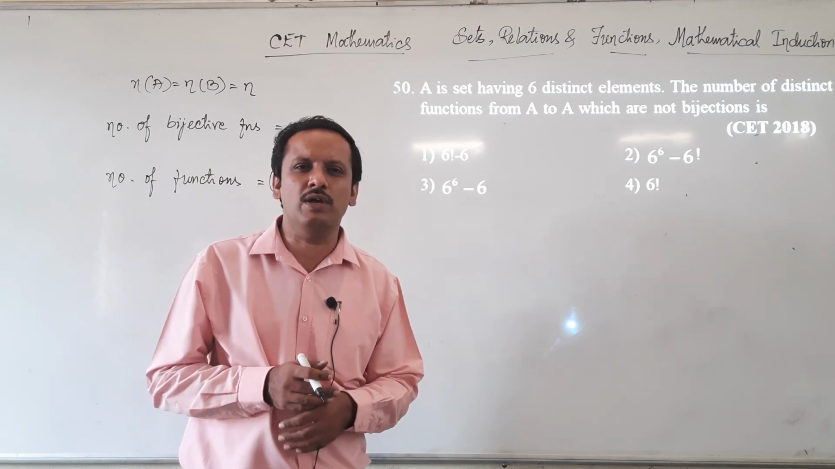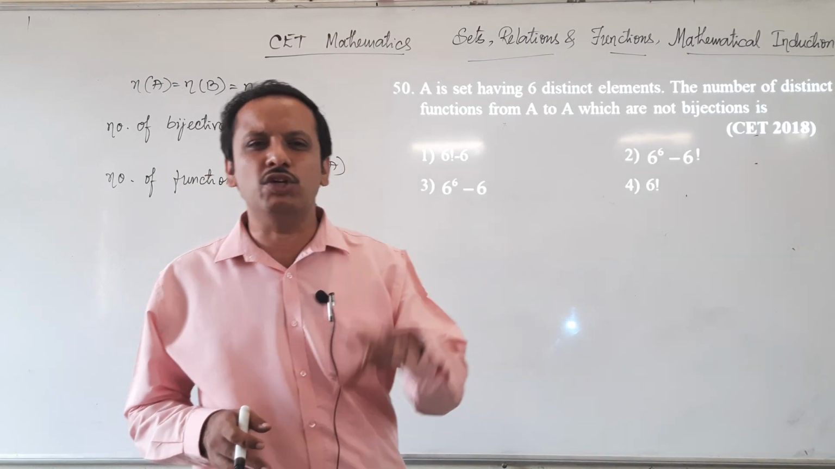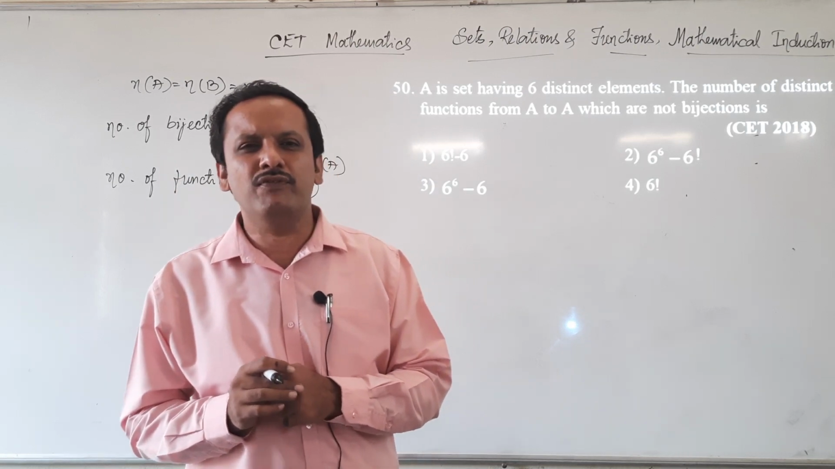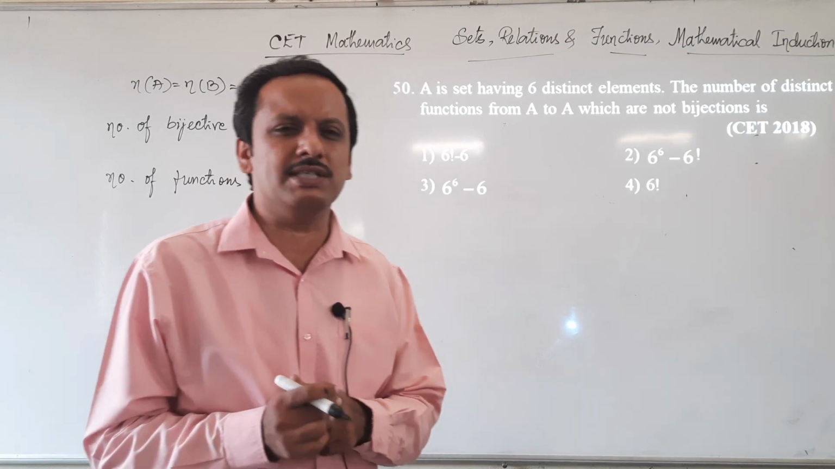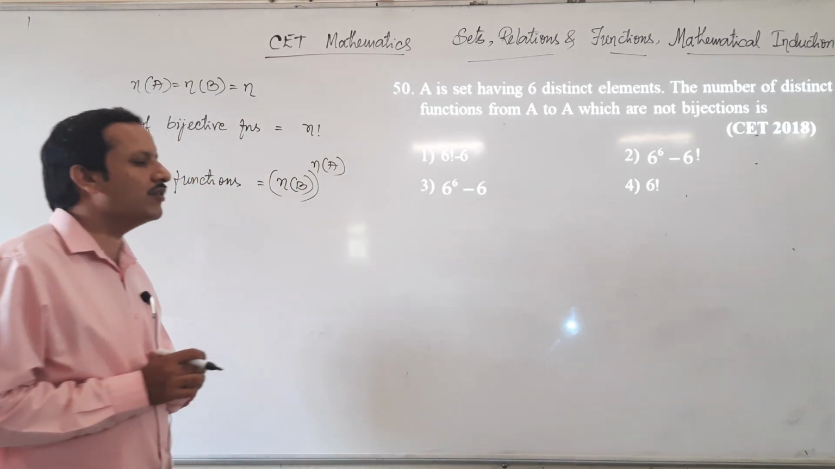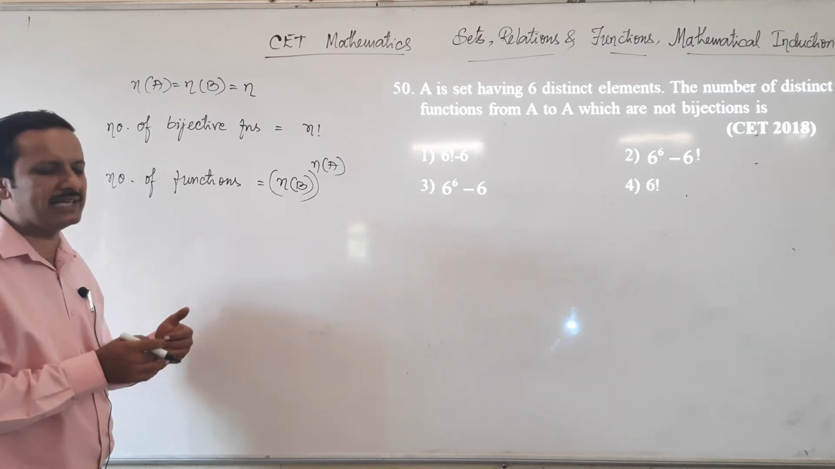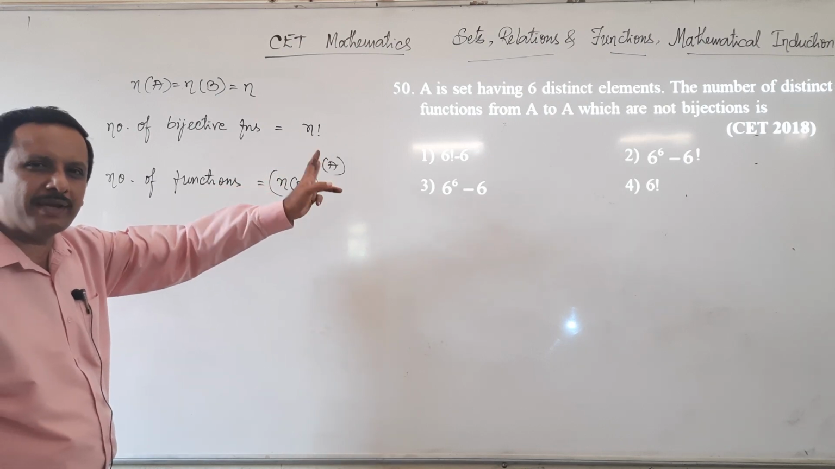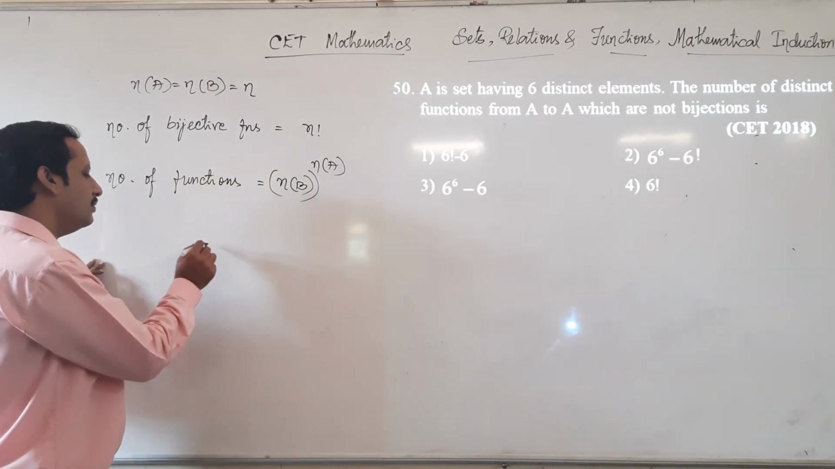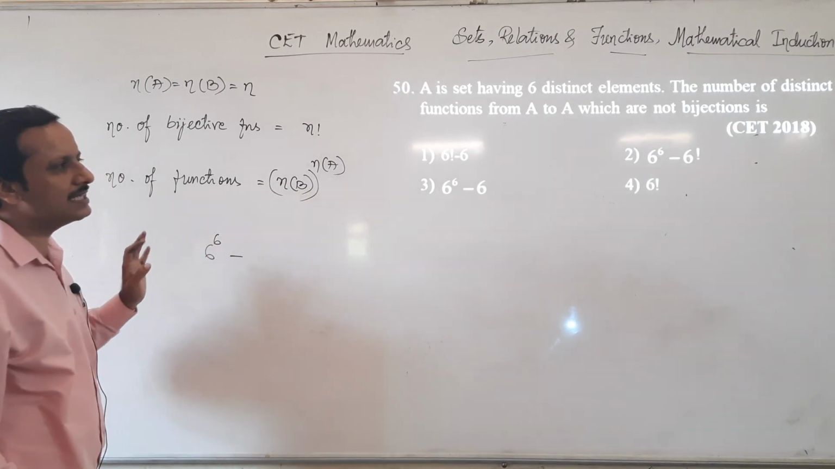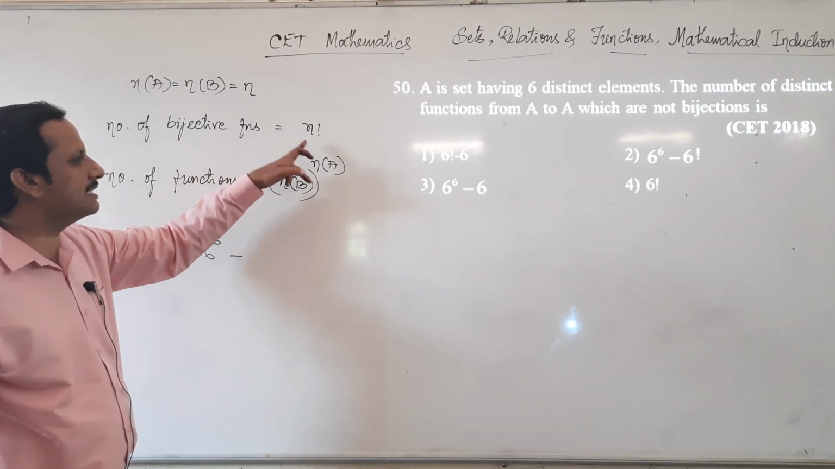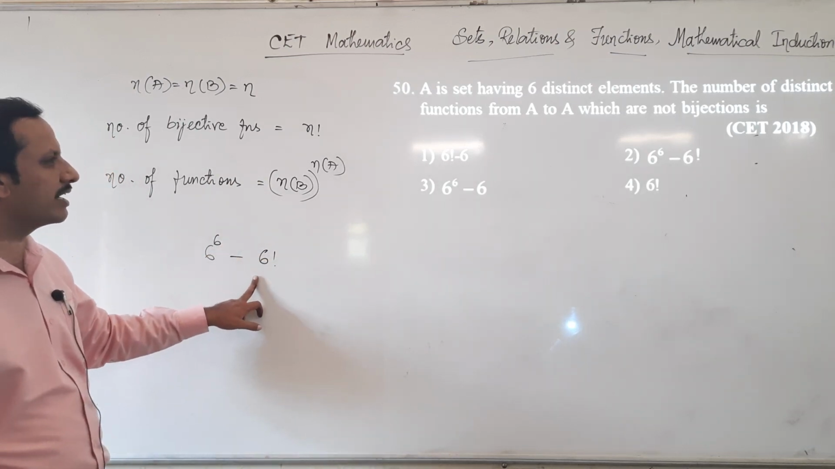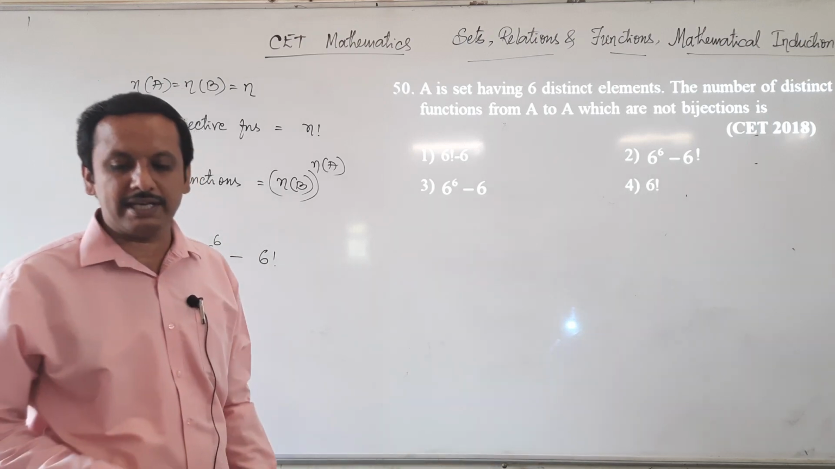Here we want to find the number of distinct functions from A to A which are not bijections. So first we will find the total number of functions minus the number of bijective functions, which will give you the number of functions which are not bijections. Total number of functions is n(B) to the power n(A). We are defining from A to A only, so n(A) to the power n(A), which means 6 power 6, minus the number of bijections. Number of bijections is n factorial. Here n is 6, so 6 factorial. 6 power 6 minus 6 factorial is the answer, which is the second option.